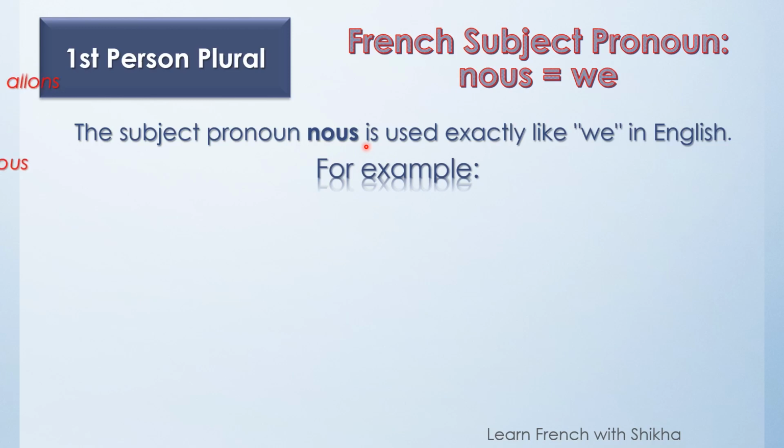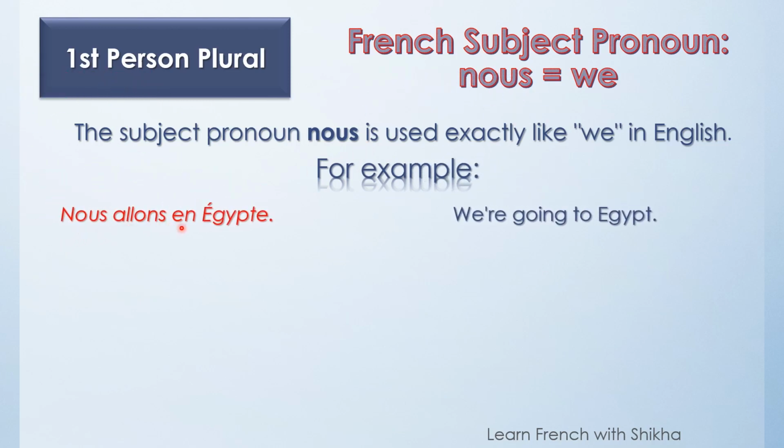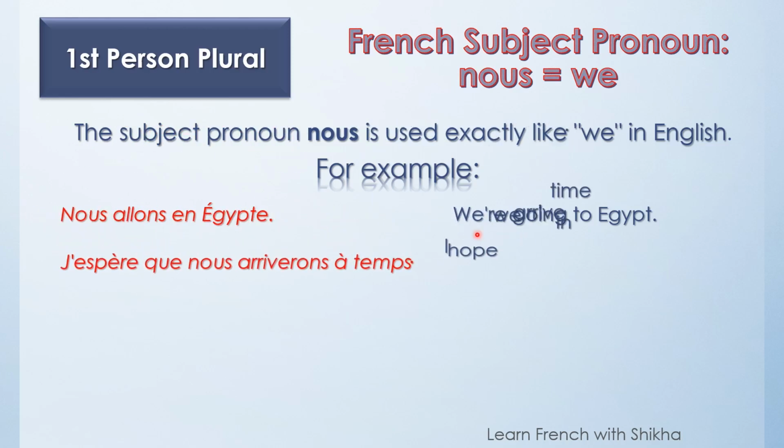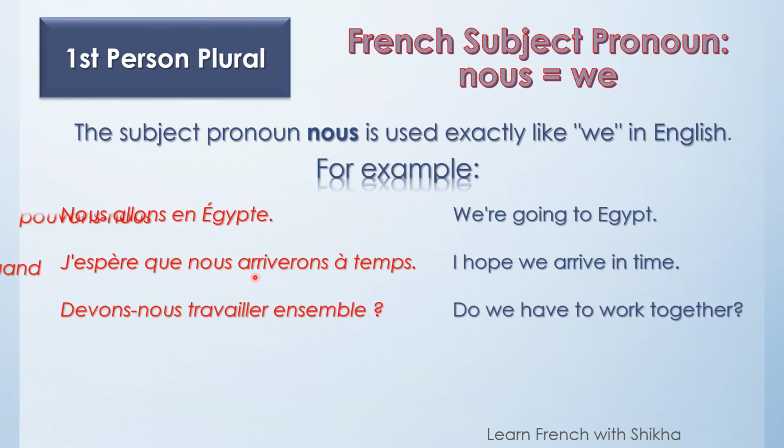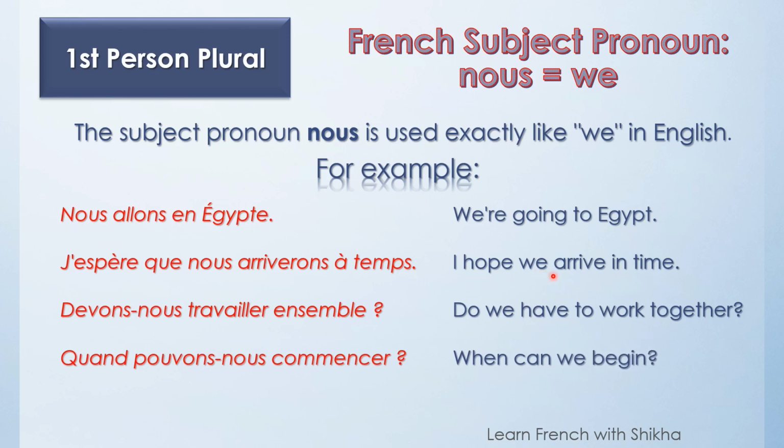For example, nous allons au Egypte means we are going to Egypt. J'espère que nous arriverons à temps. I hope we arrive in time. Devons-nous travailler ensemble? Do we have to work together? Quand pouvons-nous commencer? When can we begin? So you can see how we have used nous in French like we use we in English. The similar way we have used nous.